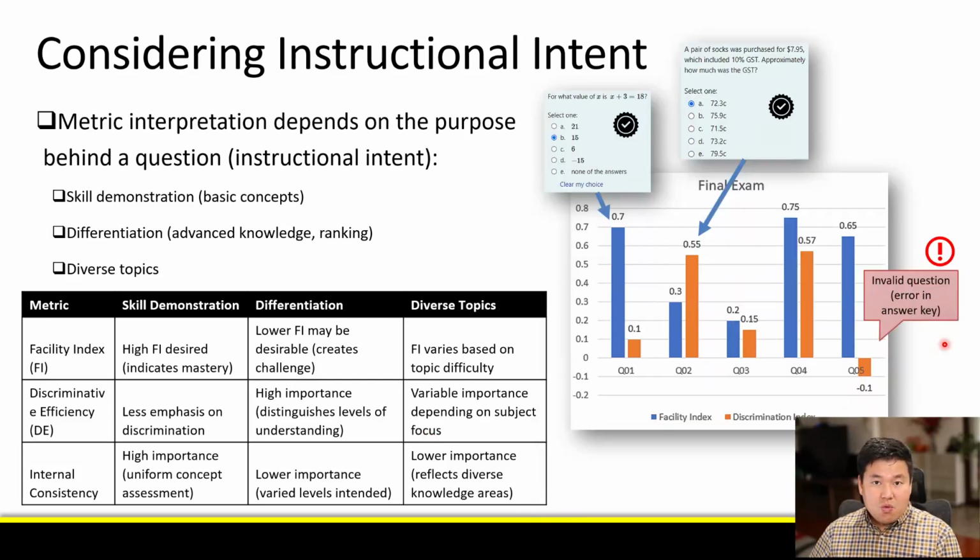In rare situations where discriminative efficiency turns negative, we have an inverse relationship between answering the question correctly and the overall test performance. This means that the students who usually struggle might get this question right, whereas high-performing students might not. This could signal a potential misstep in our test design, perhaps an error in the answer key, where the correct answer is marked wrong or vice versa.